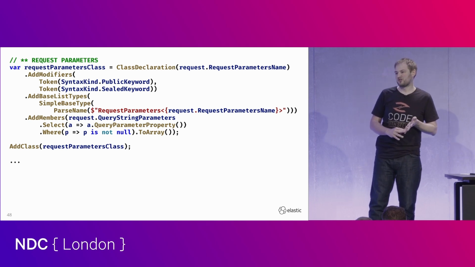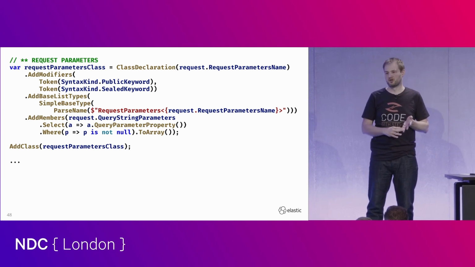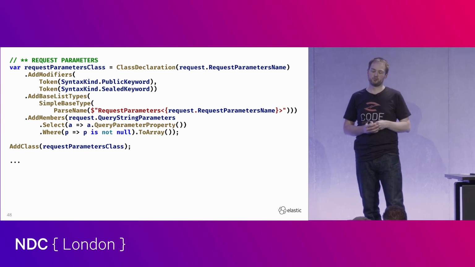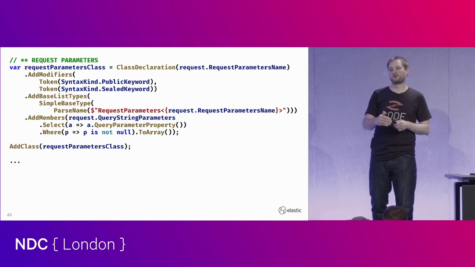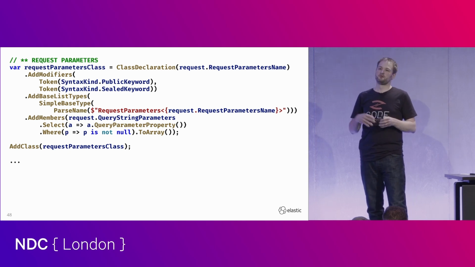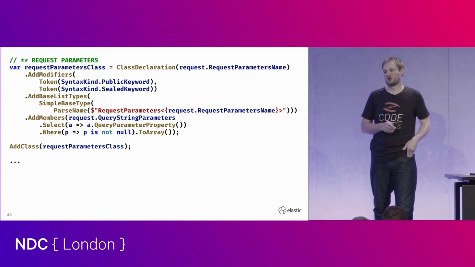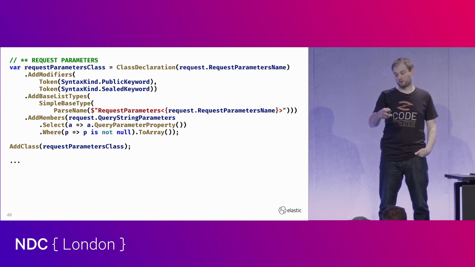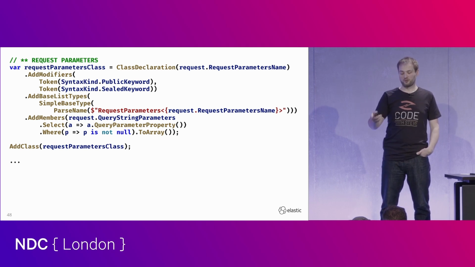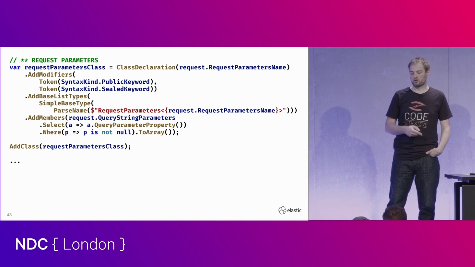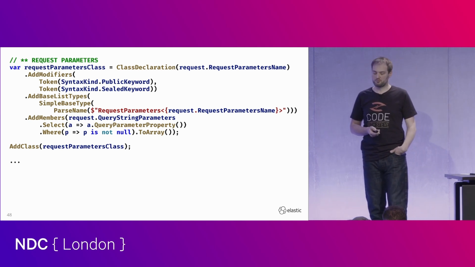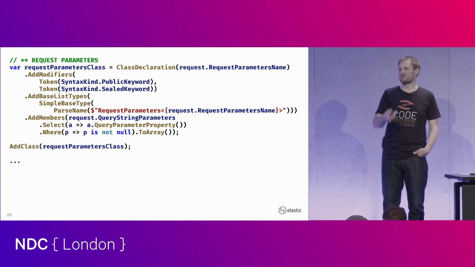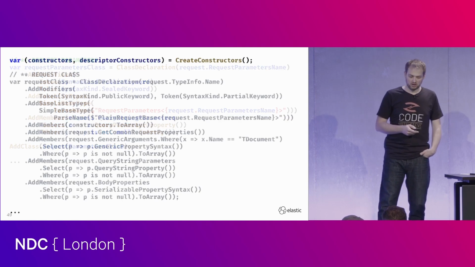And then because we have another syntax for fluently defining requests in Elasticsearch, we generate what we call descriptors, which is how our fluent syntax is put together. And we usually have a non-generic and a generic version for when you're working with those in different ways in the API. So here we're doing a class declaration for the request parameter class. From the context, we get the name, we add the modifiers, we can add a base type, and then ultimately we create properties for each of its query string parameters defined. And that add class call there just adds it to our root namespace declaration.